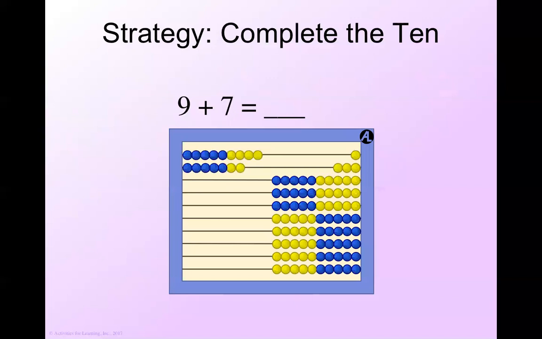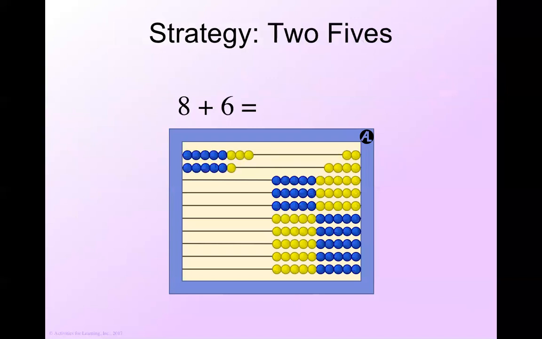9 and 7. Could trade these 2 beads to complete the 10. And it's 10 and 6, or 16. Another strategy is the 2-5 strategy, and this one's very cool. 8 plus 6, and you can actually see it right there. You see the 2 sets of 5 beads, 5 blue beads. It's 10, and 4 more. It's 14.